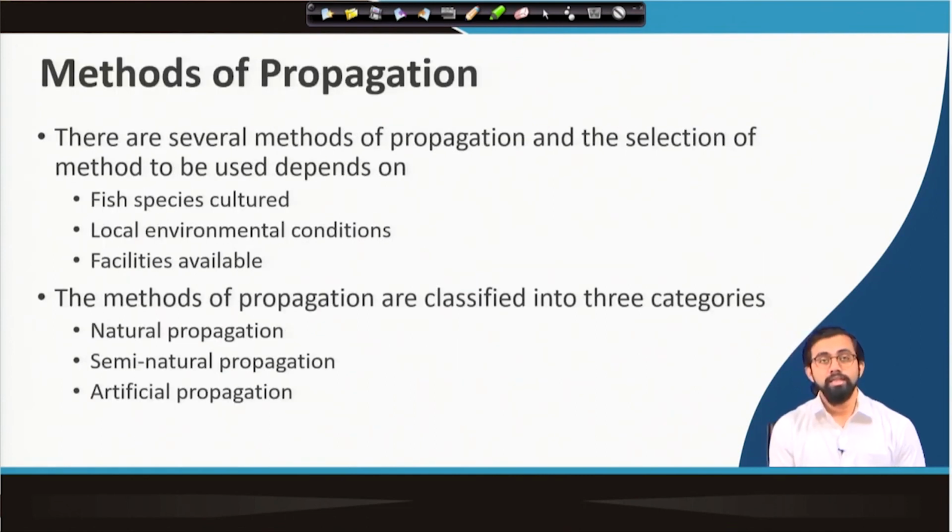In general, the methods of propagation depend on different factors. There are different methods, but the selection entirely depends on the fish species that you are culturing, or the target culture species, which can be fish or any other aquaculture species, the local environmental conditions, and the facilities available in the local vicinity. Based on these criteria, propagation can be divided into three categories: the first one is natural propagation, the second is semi-natural propagation, and the third is artificial propagation.